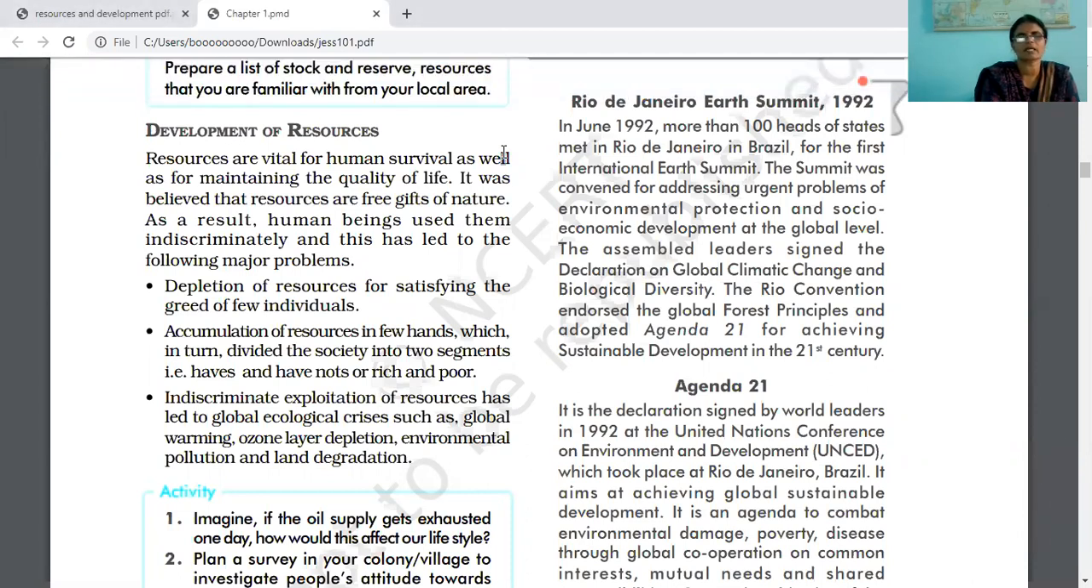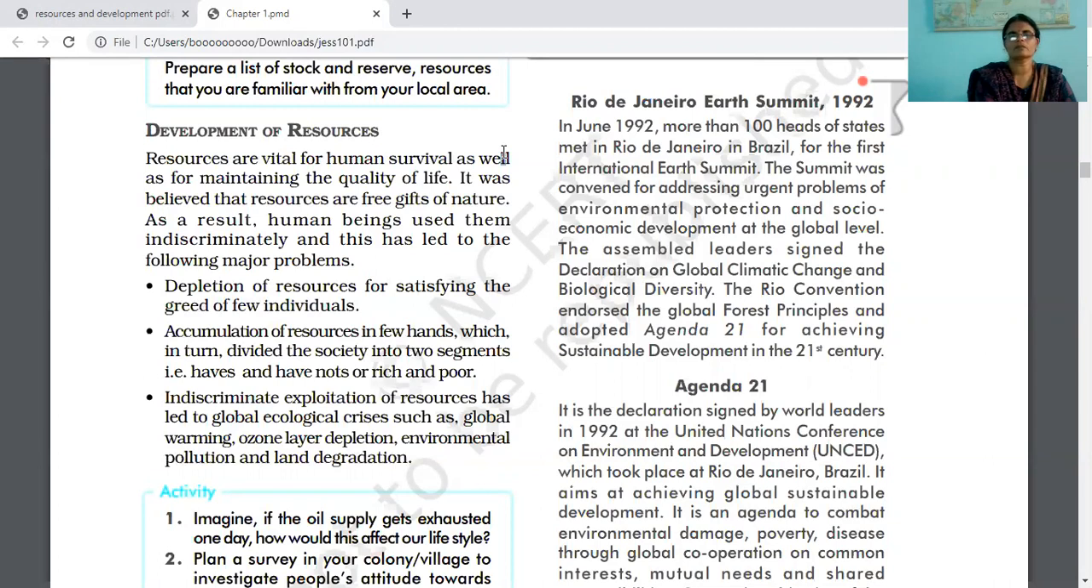Because of our careless attitude only. How? Depletion of resources for satisfying the greed of a few individuals. You know, all people are not greedy, but a few people are definitely greedy. A few rich are greedy. They exploit the resources in such a quantity that nothing will be left for the future. So that leads to depletion.